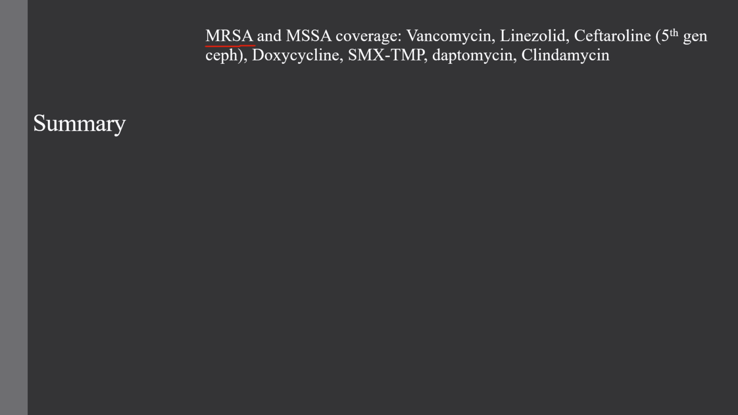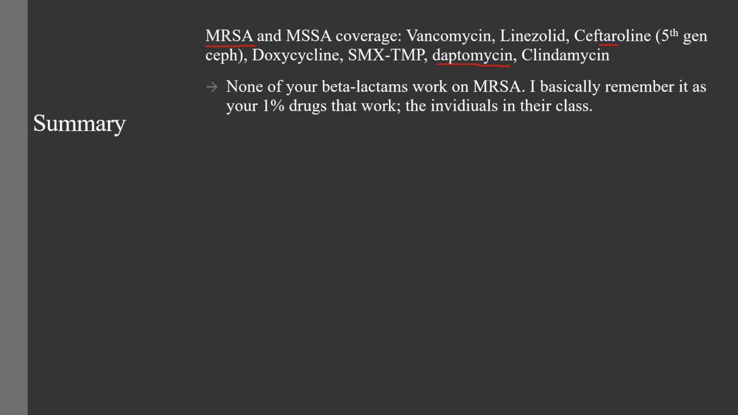methicillin resistant Staphylococcus aureus. So you've got your vancomycin, linezolid, ceftaroline, which is that fifth generation. Remember, it's the star of the show, and a star has 5 points. Doxycycline, sulfamethoxazole, trimethoprim, daptomycin. Remember, daptomycin you can't use in MRSA pneumonia because it'll get inactivated by the lung surfactant. And then you also have clindamycin as well.